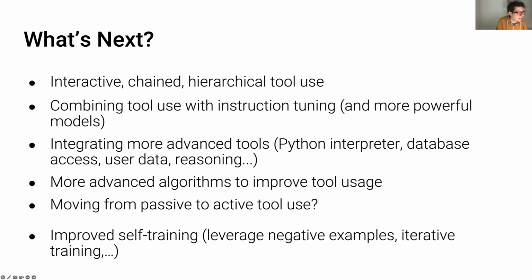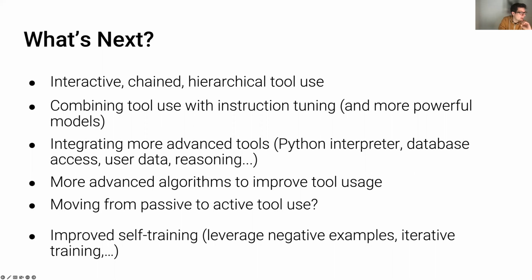There's also the question of how we can integrate more advanced tools. Examples that you can find in prior work, or at least some of them, are a Python interpreter that would allow the model to execute some kind of code, accessing databases, accessing some kind of user data to get a more personalized experience, doing some form of reasoning. So I think there's all kinds of interesting tools that might be worth studying. Then, of course, the algorithm that we're using is super simple. We just have that one filter criterion that is binary, and then we decide whether to keep an API call or not.